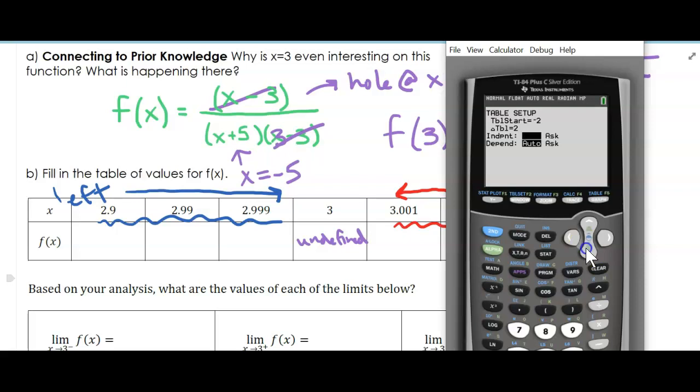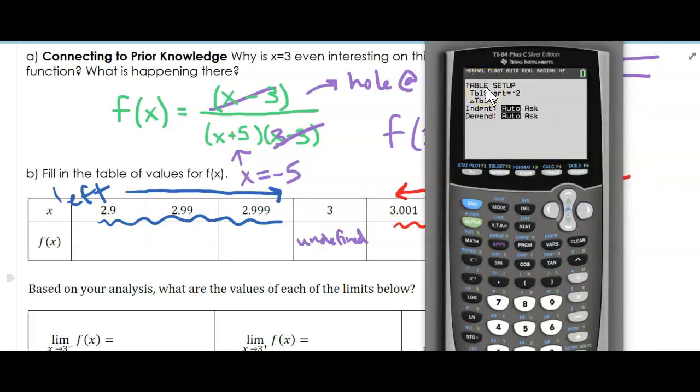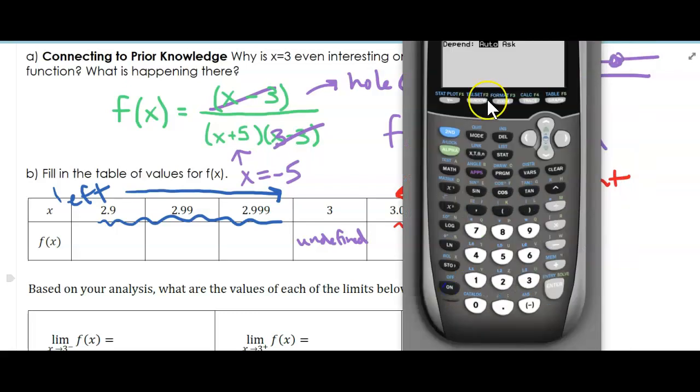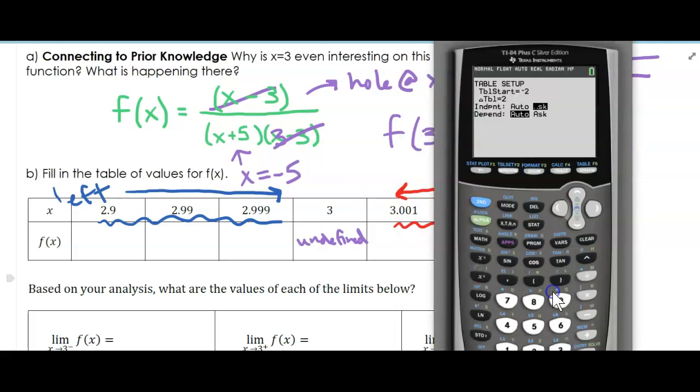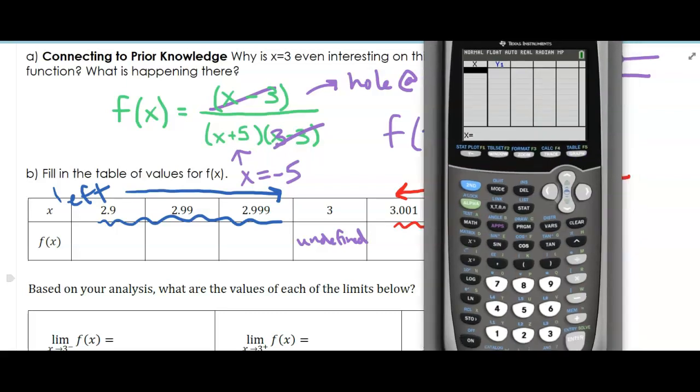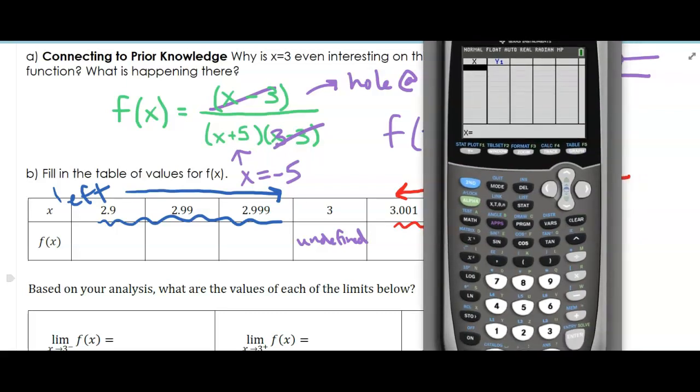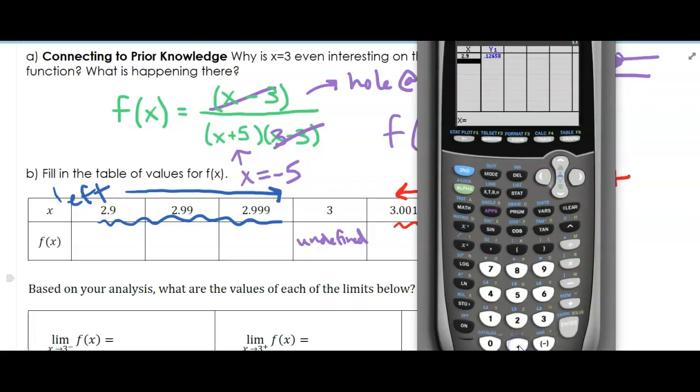But the main thing for me is that I want to go down to the independent variable and say, hey, I want it to be able to ask me, like I want to tell it what I want to put in there. Because the independent variable is my x. And so once I have that set, I'm going to go to second graph, which will send me to table again. And I'll notice that my entire x list is empty, meaning that I can type in whatever I want. And so I'm going to go ahead and do that. Start with 2.9, and when I press enter, it's going to give me a y value.